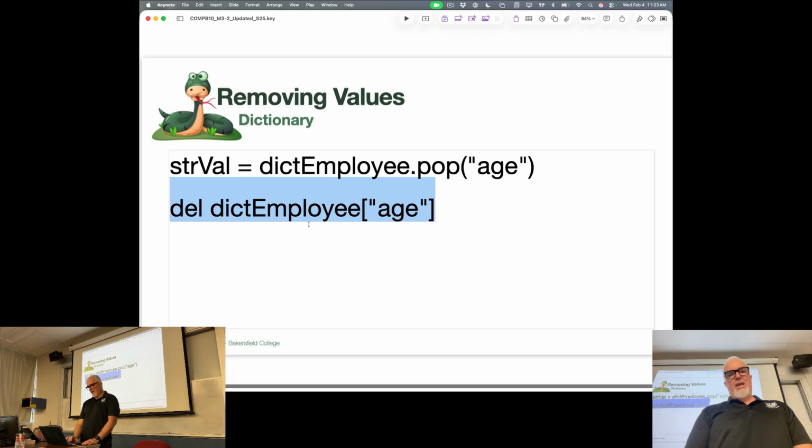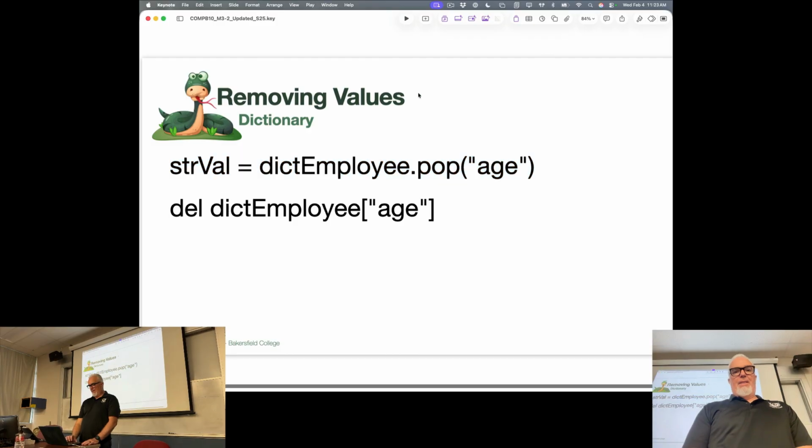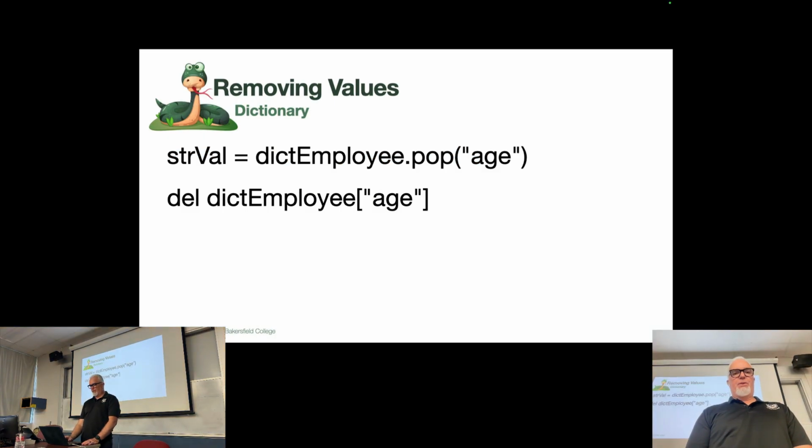It's more precise. And a lot of times it's useful to return the value that you're taking out because you often want to do something with it, even if it is just giving feedback to the user to say, hey, I removed this value from the dictionary. And that's just sort of good user interface practice. But those are the ways that we remove values from the dictionary.